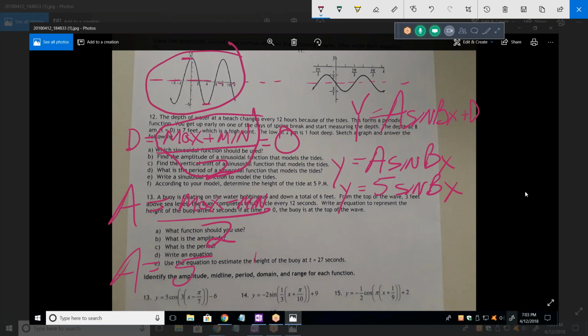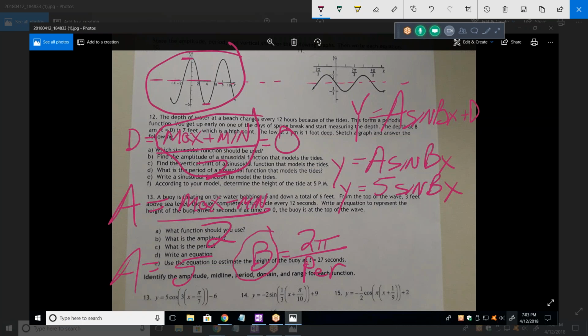What's b equal to in terms of the period? Always have to do this translation. In other words, you always have to relate b to the period. It's always 2 pi over the period, or the period is 2 pi over b. Those mean the same thing. But in this case, we need to solve for b because they want the equation.